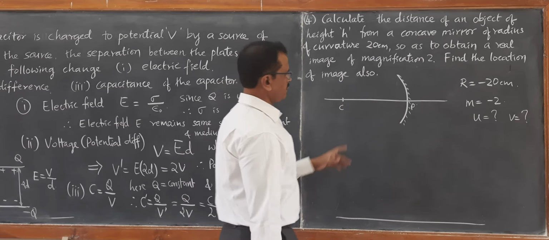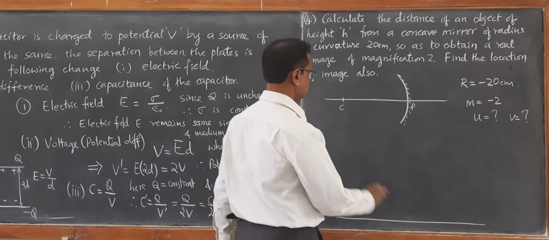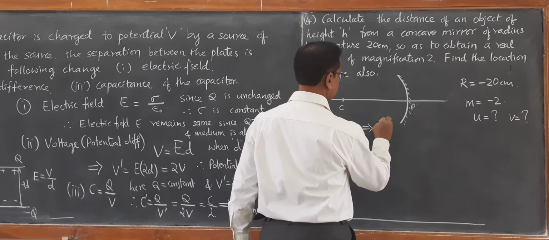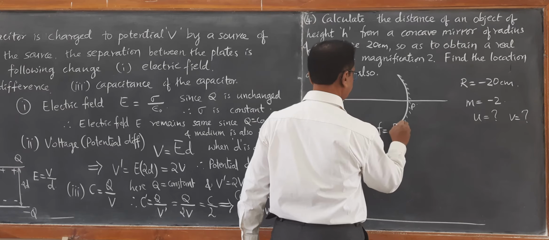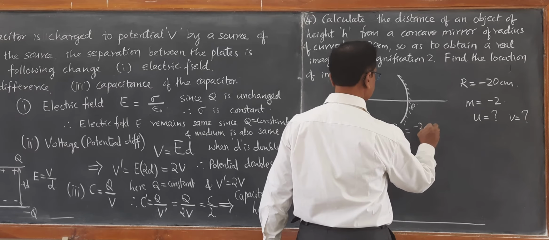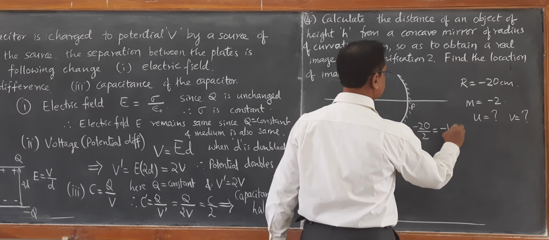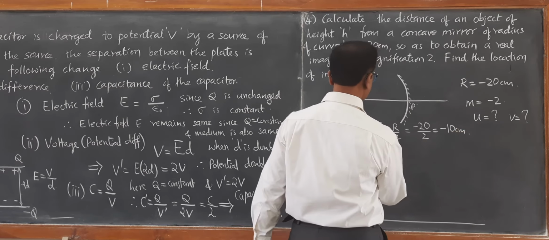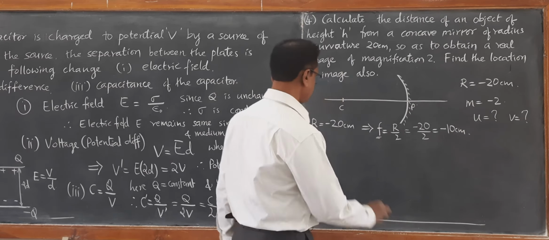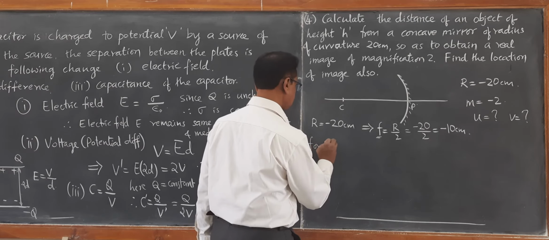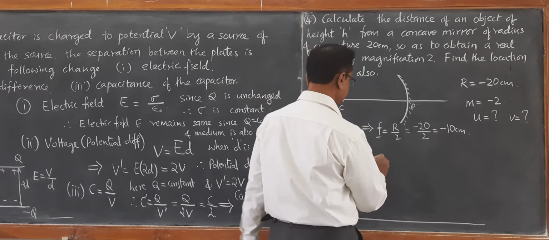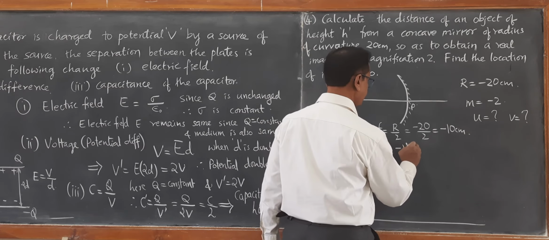So first of all, let us find the focal length. R is equal to minus 20 cm, implies f is equal to R by 2, half of the radius of curvature. So it becomes minus 20 by 2, that becomes minus 10 cm. So we got the focal length. Then magnification is minus 2. For a real image, M is negative. M is equal to minus v by u.